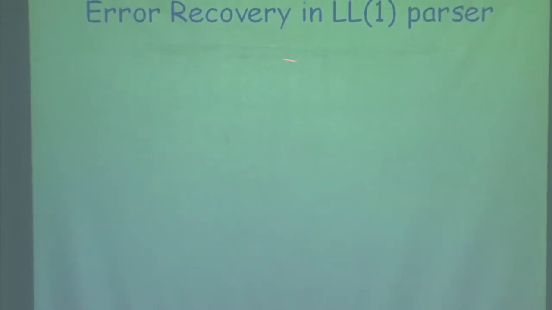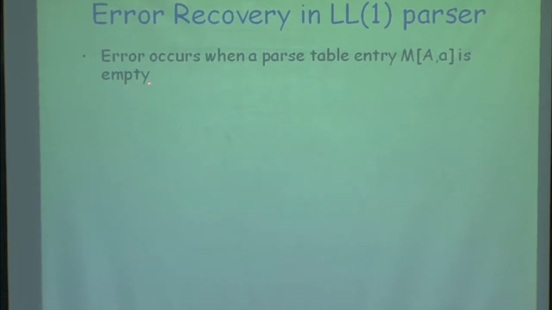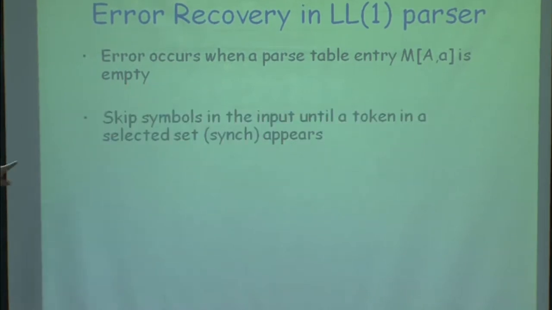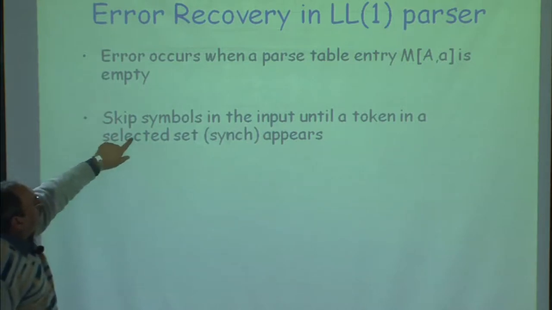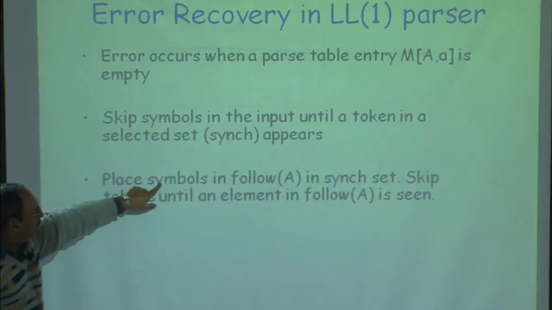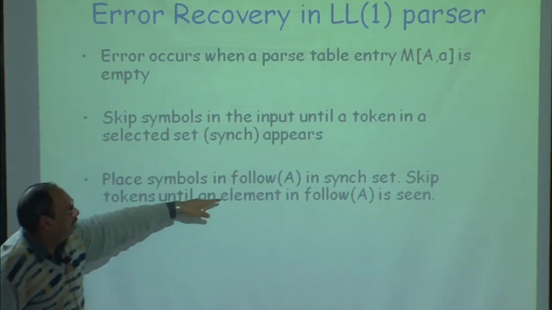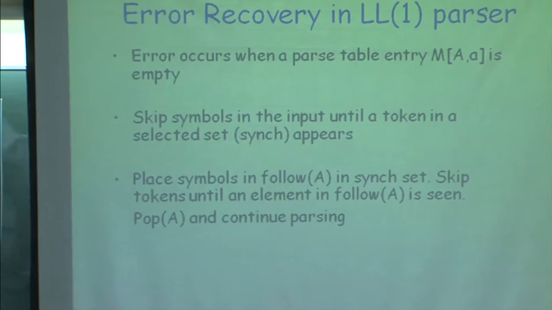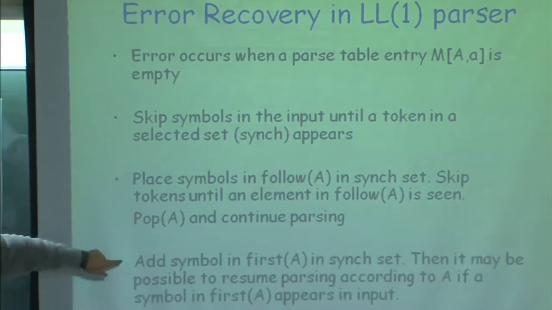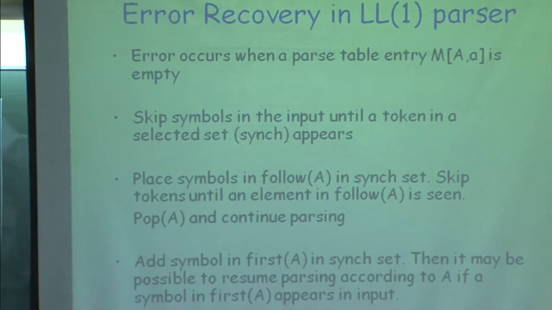So error recovery, the way it works in the LL1 parser we have just discussed: errors occur when you have a parse table entry which is empty, and so you skip symbols in the input until you see a selected set of tokens which is in the sync set. Okay, and what are these tokens? I can either place symbols which are in follow of A in the sync set, then skip terminals until you see something in follow of A, pop A and continue parsing from there, or add symbols which are in first of A in the sync set, and then it is possible to resume parsing according to A if you skip symbols till you get something which is in first of A.